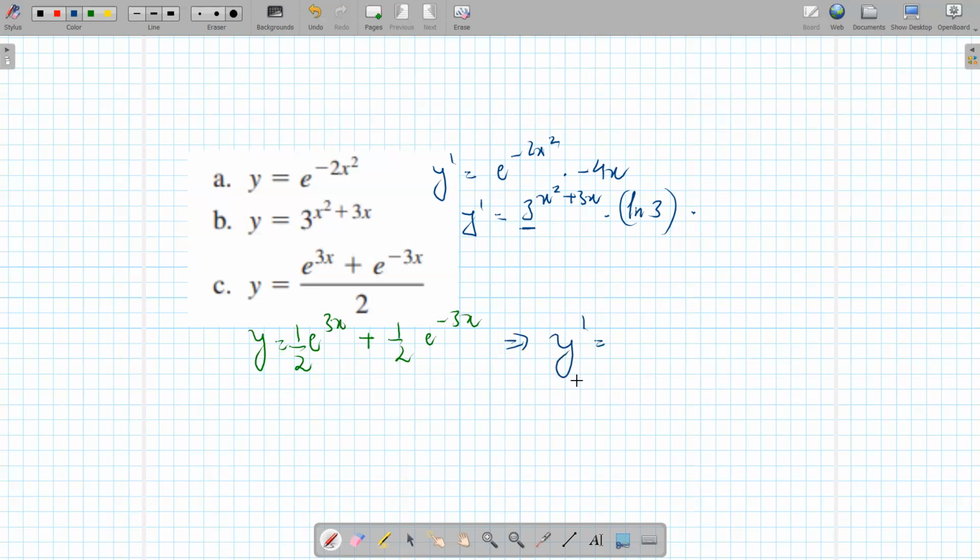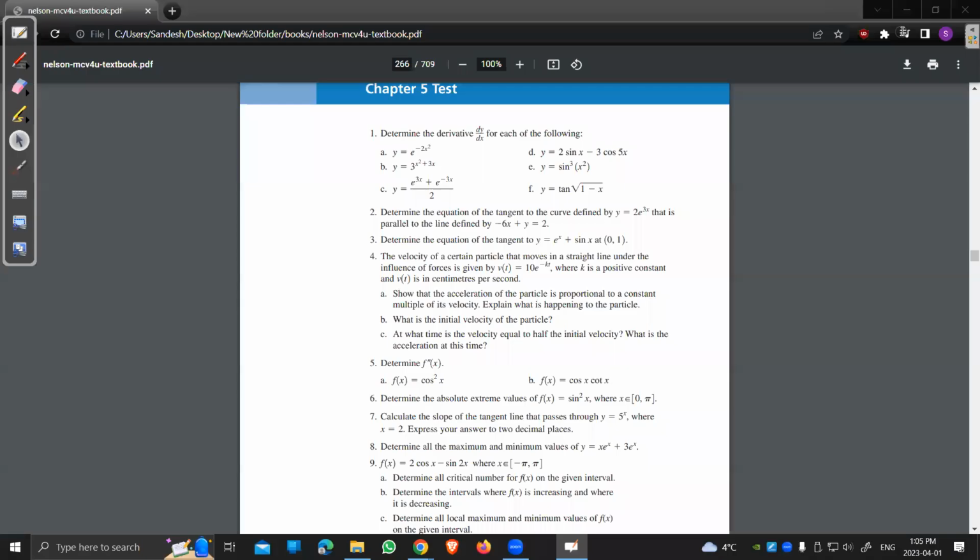What will be the derivative of the first term? The constant is going to stay. Yeah, itself. And what do you multiply this by? 3. Yeah, that's it. Second one is also going to be very similar. Constant stays, e stays, and then you multiply it by negative 3, because that's the derivative of negative 3x. And you are done. Easy peasy.